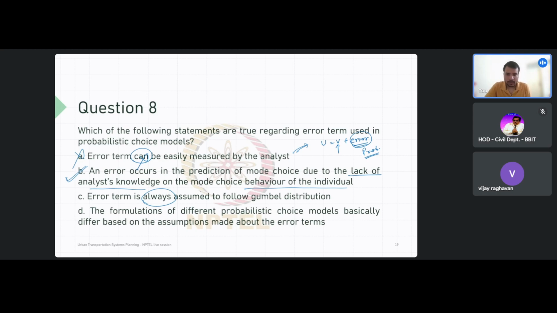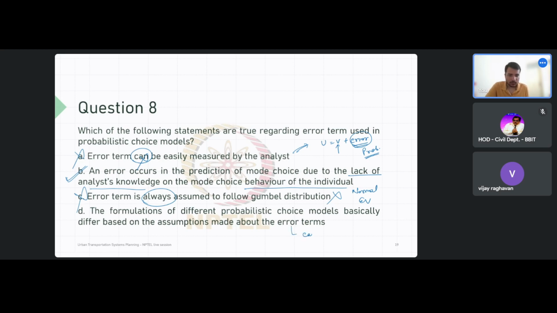Always is a very extreme statement, so it is rarely true. Here we are saying error term is always assumed to have Gumbel distribution, so we can remove this. It can have normal also, can have extreme value distribution also. C we can remove. We are left with D. The formulation of different probabilistic choice models basically differs based on the assumptions made about the error terms. So yeah, it is correct.